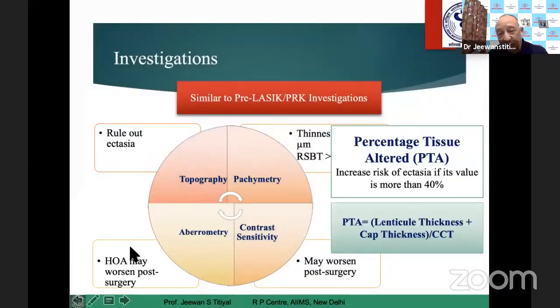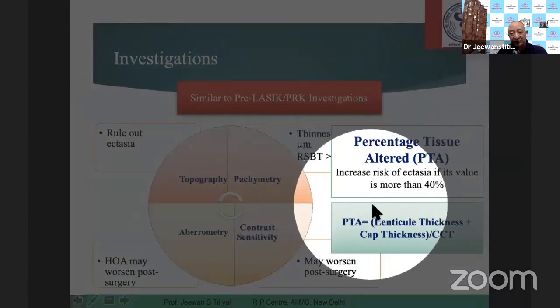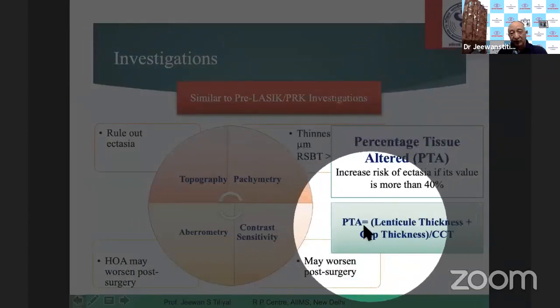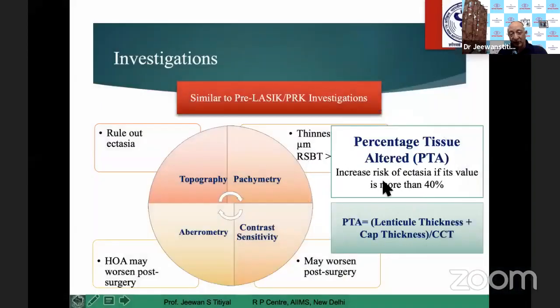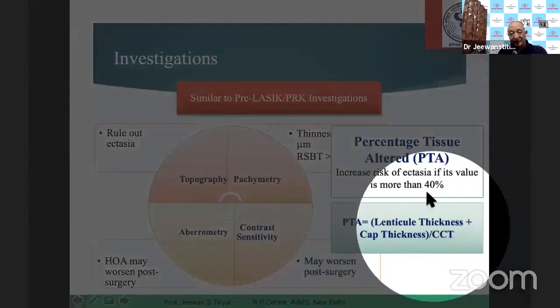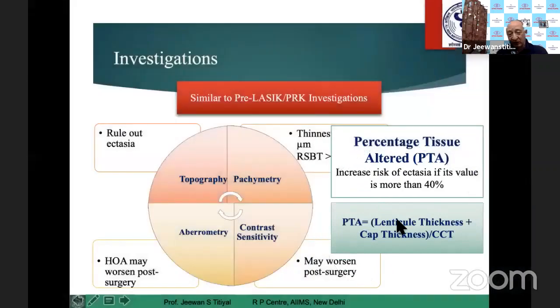So one of the most important factors we take nowadays is percentage tissue altered after we do an ablation or we take a lenticule out. The only difference in a SMILE procedure will be we are not making a flap, so we are going to calculate by lenticule thickness, which has been calculated by nomograms, and the cap thickness, which is divided by the cornea thickness, will give you the PTA. Anything more than 40% PTA, the patient is not suitable for a laser ablative procedure.